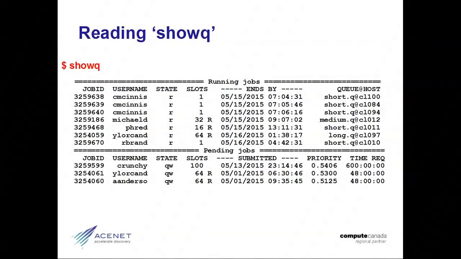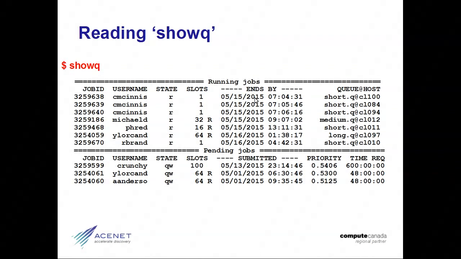The first section is running jobs. Those are the jobs that have already started. And they are ordered by when they end. The one that's going to end soonest is shown first on the list. So you can look at ShowQ, and the top of the list is going to be, okay, there's going to be one CPU come available.